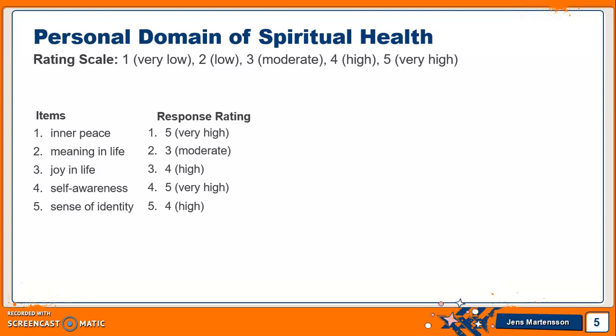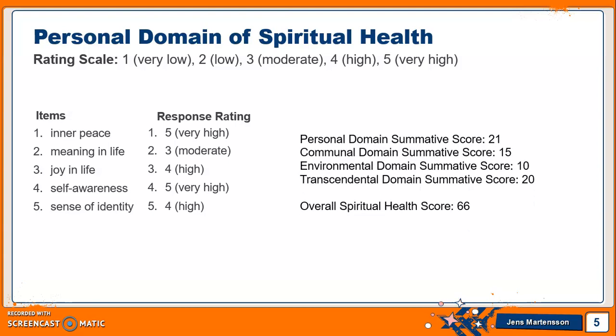As a summative scale, the total of the responses to the 5 items in this personal domain represents the test taker score in the personal domain. Other domains, such as communal, environmental, and transcendental domains, may also have their subscores. The total of these 4 domains will constitute the overall score, or the overall spiritual health of the test taker.